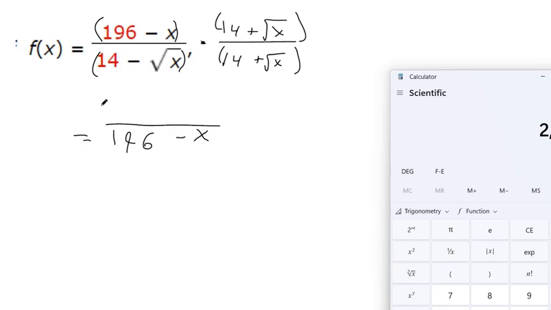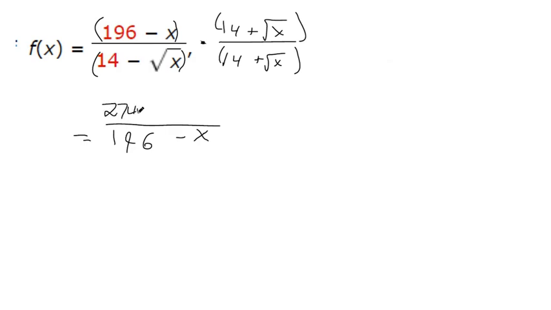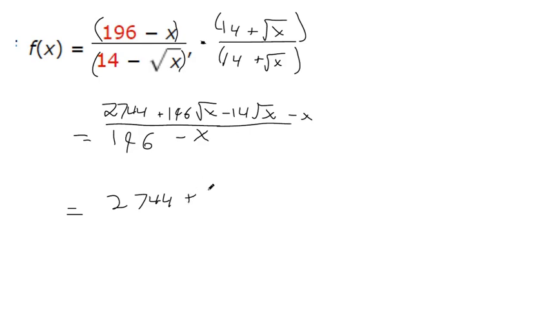it's 2744 plus 196 square root of x minus 14 square root of x, and then this is going to be minus x again. 2744. We're just combining like terms up here. 196 minus 14 makes 182 square roots of x.